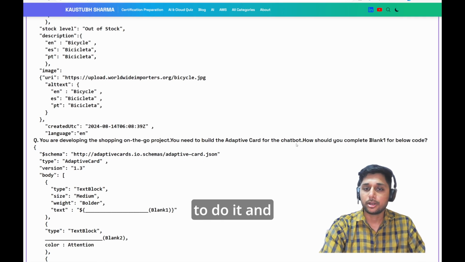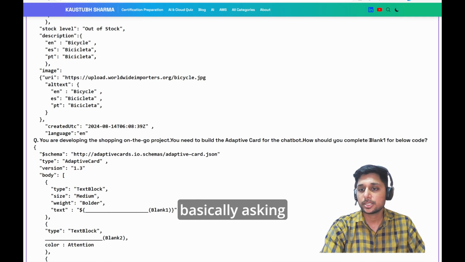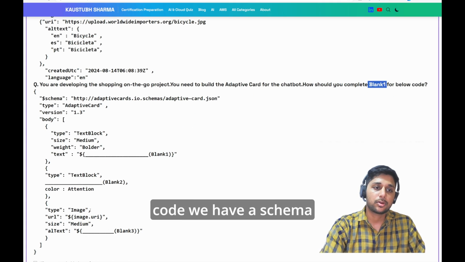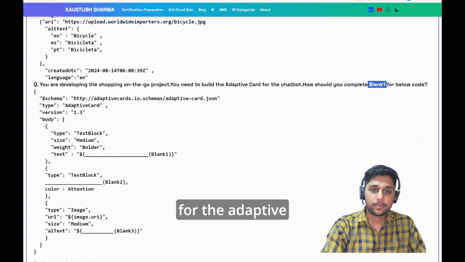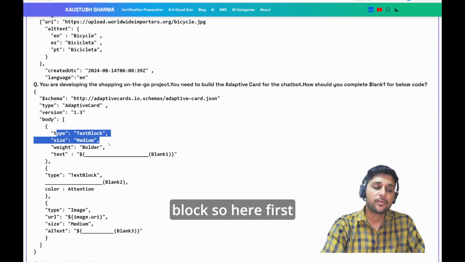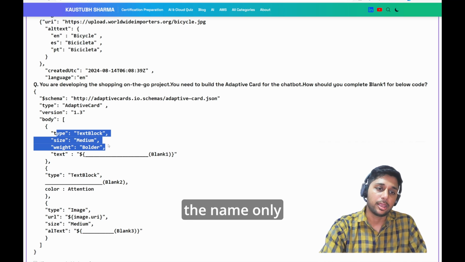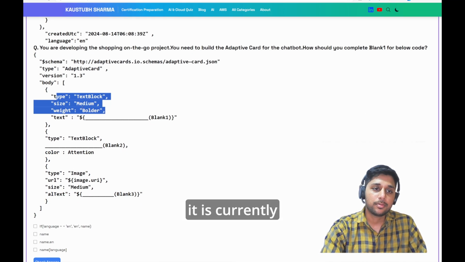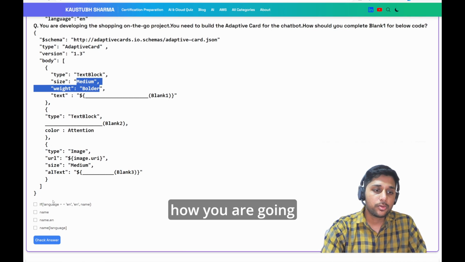So we want to do it, and here the question is basically asking us to fill blank one in the below code. This is our code. We have a schema for the adaptive cards, which is correct, type and version, body. In the body we have a type of text block. So here, first thing, of course, we want to display the name only. In blank one, we want to display the name. It is currently already set to medium bold. So how are you going to display it?